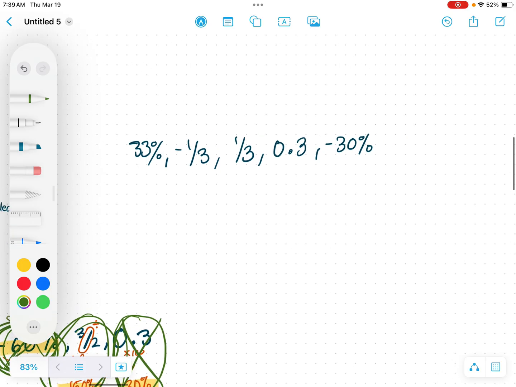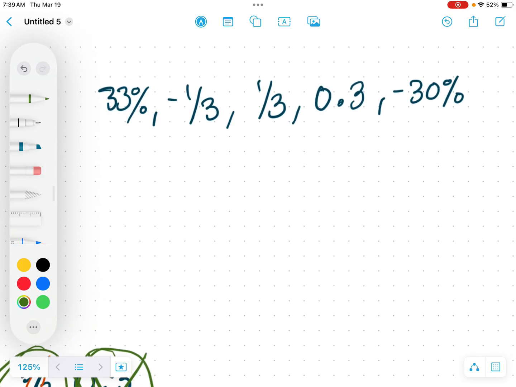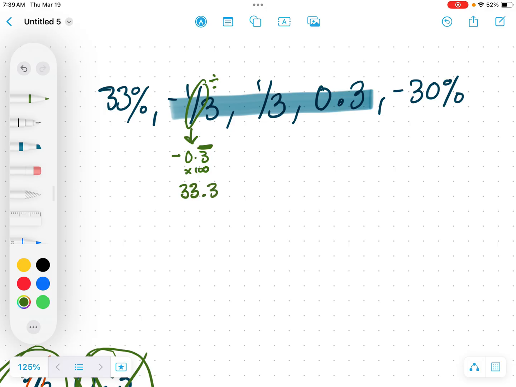Let's go ahead and try one more. For this one, we have 33% and negative 30% already. So I just need to change these ones right here because those ones are not percents yet. So I'm going to go ahead and change this one. Remember, we're just going to divide. So when we divide negative 1 by 3, we get negative 0.3 repeating. And then when we multiply that by 100, we get 33.3 repeating percent.